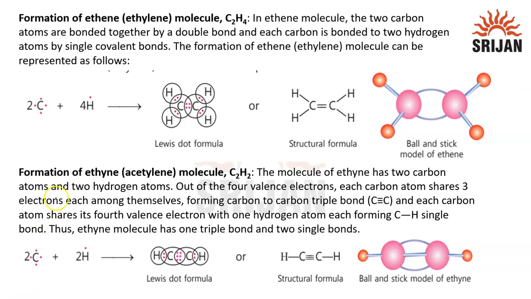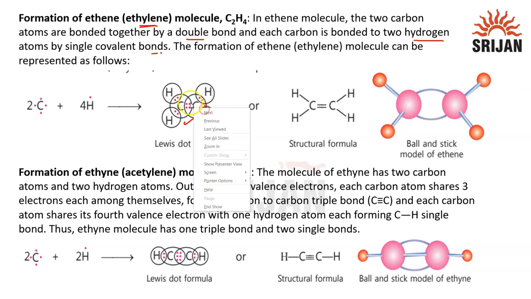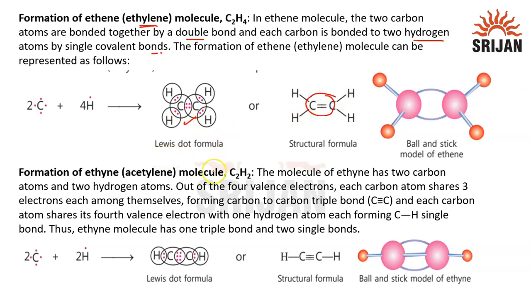Now, we can see the formation of ethene, that is ethylene, C2H4. In ethene, the 2 carbon atoms are bonded together by a double bond, and each carbon is bonded to 2 hydrogen atoms by single bonds. As we can see here, the octet of both the carbons is complete and the duplet of hydrogen is also complete. So here a double bond is formed.